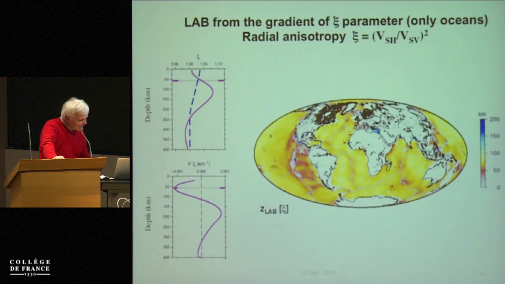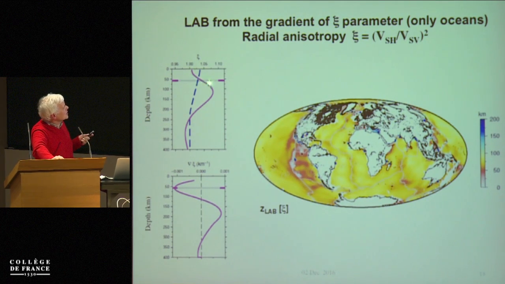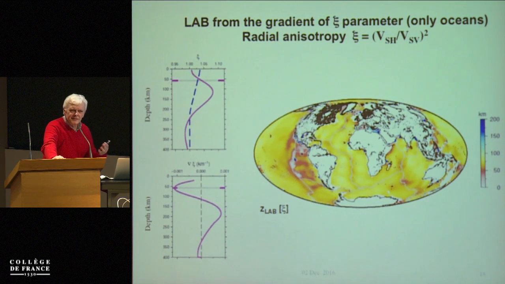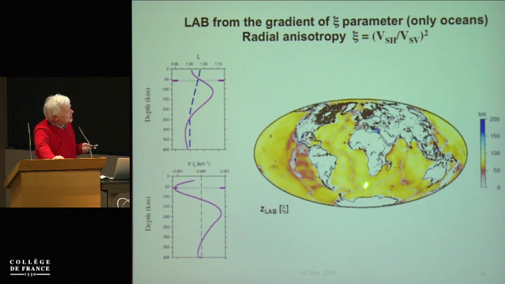What was a surprise was when we applied the technique to the radial anisotropy, so we consider the gradient here. When we calculate the gradient, we can map some kind of discontinuity, not necessarily the LAB. And what we find is that except for ridges, it's almost constant. That was very surprising because we were expecting to find something similar to what we find for S-wave velocity, but it is not what we find.